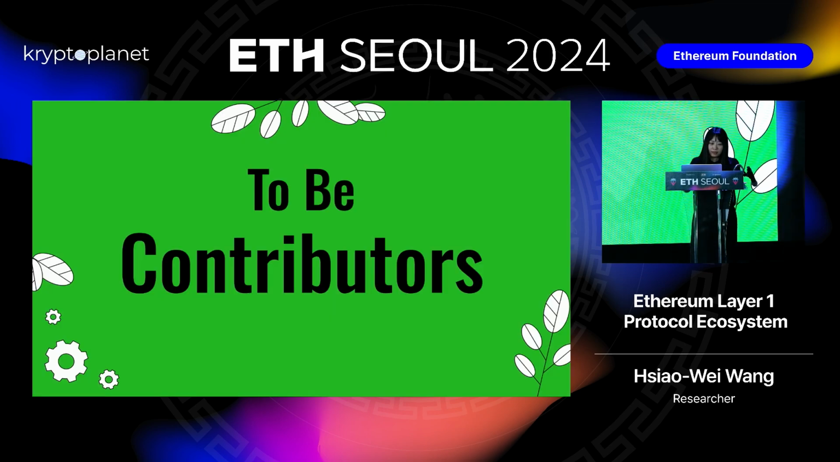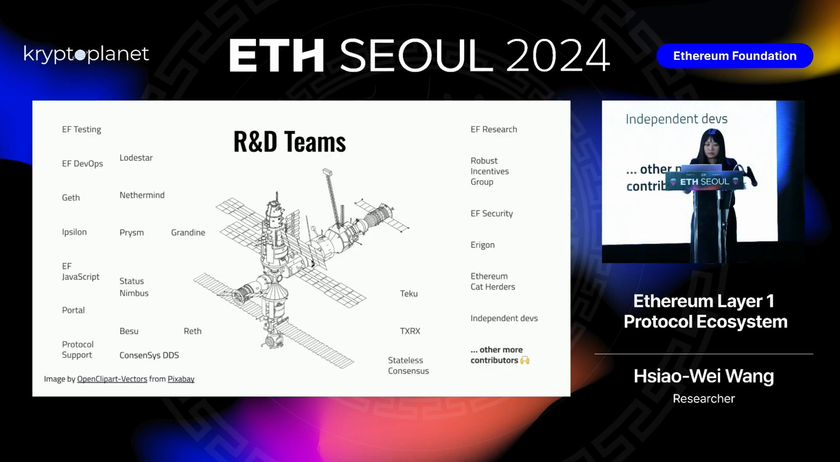Right, so next thing I want to talk about is how to be a contributor. I think we now have more than 20 teams working daily on Ethereum protocol R&D. The process of these protocol upgrades is like big spaceships doing space colonization. It's a big project. It requires multiple entities and teams to reach consensus. And also we have daily maintenance work to do.